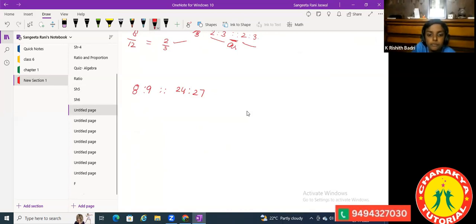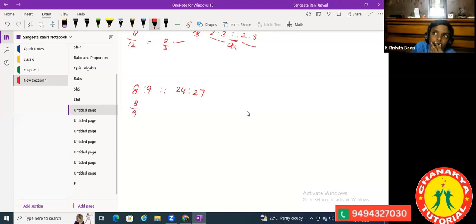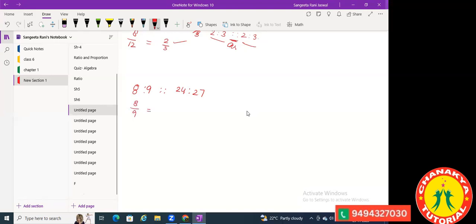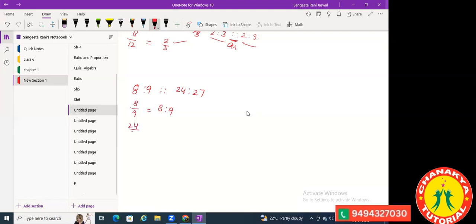So 8 is to 9. Can we reduce it any further? No, we cannot reduce. 8 is to 9 can be written just like this. Now 24 and 27, can we reduce it any further? Yes, Shivani? Reduce it and tell me.